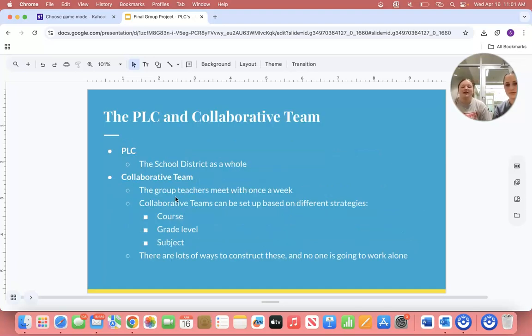So you have the PLC and the collaborative team. The PLC is actually the school district as a whole who's going through the whole process. And then the collaborative team is the group of teachers who meet once a week. Collaborative teams can be set up based on different strategies. They can be set up so all the teachers teach the same course, or teach the same grade level, or just teach the same subject. There are lots of ways to construct these, but the main goal is no one's going to work alone.